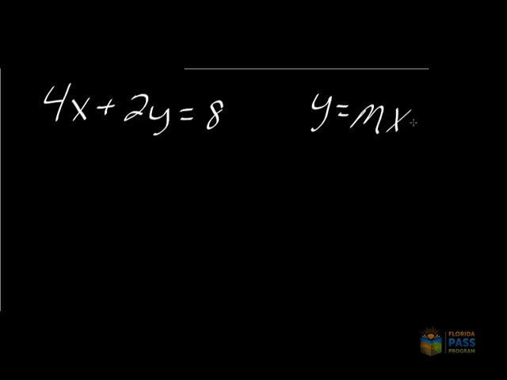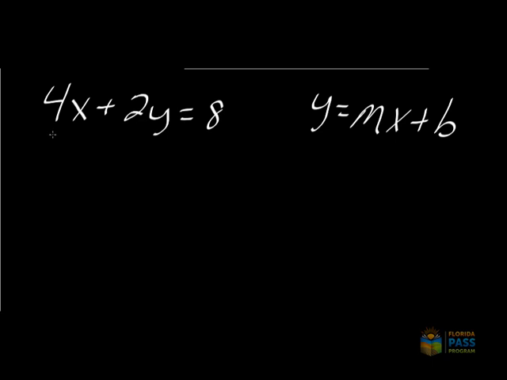Let's say I give you the equation 4x plus 2y equals 8. This isn't in slope-intercept form, but the direction still says find the slope and the y-intercept. So I have to turn this equation into slope-intercept form, the form of y equals mx plus b. The first thing I'm going to do to get the y by itself is to get rid of the 4x. If you remember from a previous lesson, the way that you get rid of the 4x is by doing the opposite of what you see.